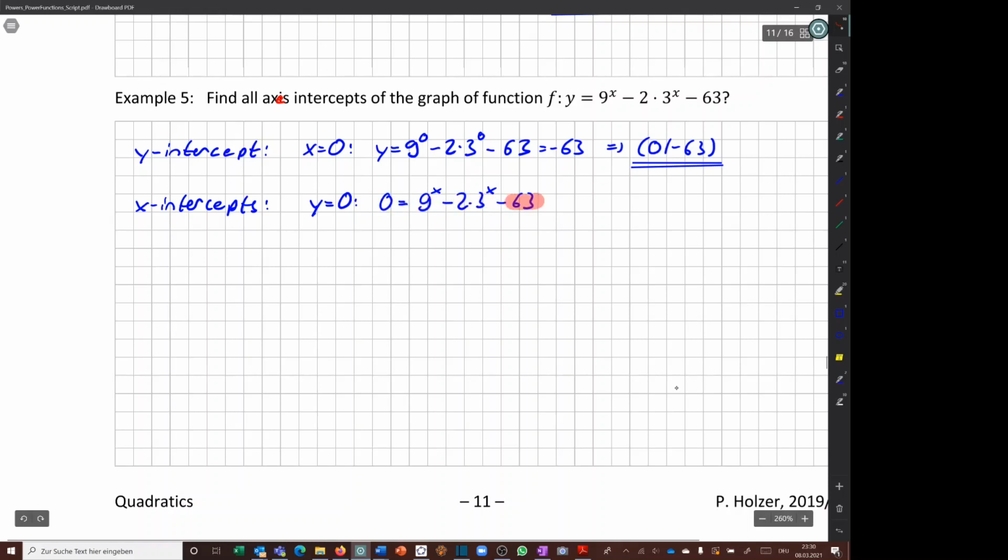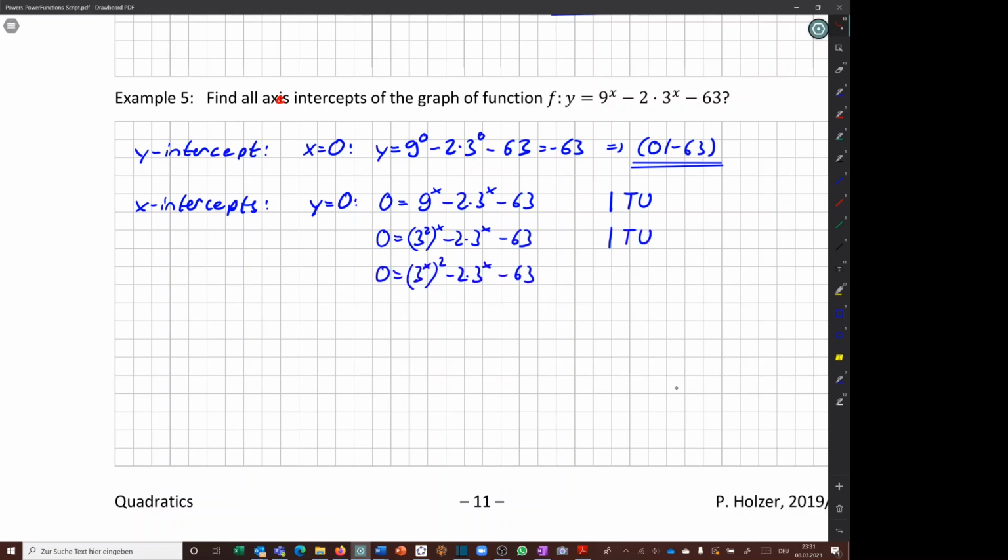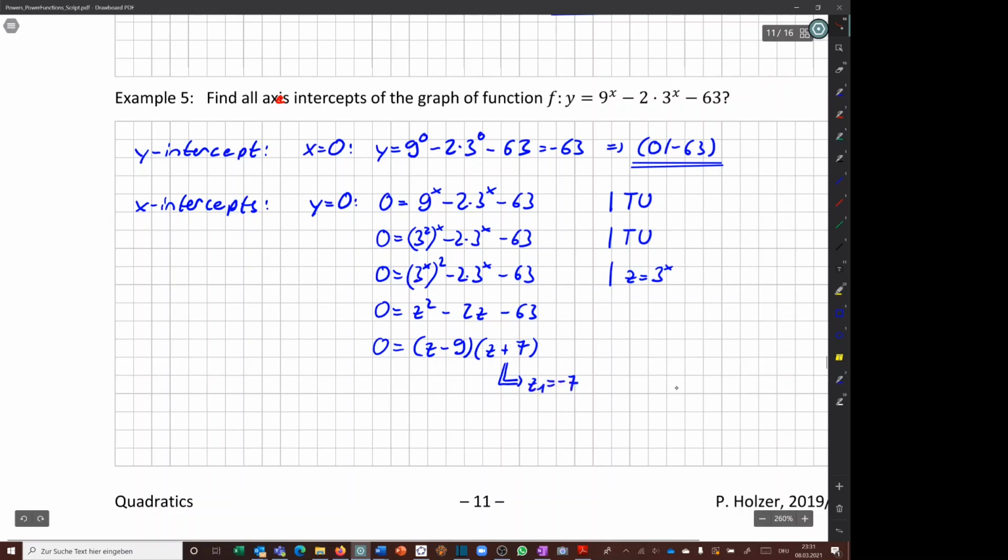Now we have to do some transformations to transform the 9 to the power of x in the end to 3 to the power of x squared. Now we have 3 to the power of x squared and then 3 to the power of x here, so we do a substitution. We substitute the 3 to the power of x by a z, and we get a quadratic equation. To solve the quadratic equation, we use a factorization. In this case, we get z minus 9 times z plus 7. And solving this, we get first for z plus 7, the solution here is z1 equals minus 7.